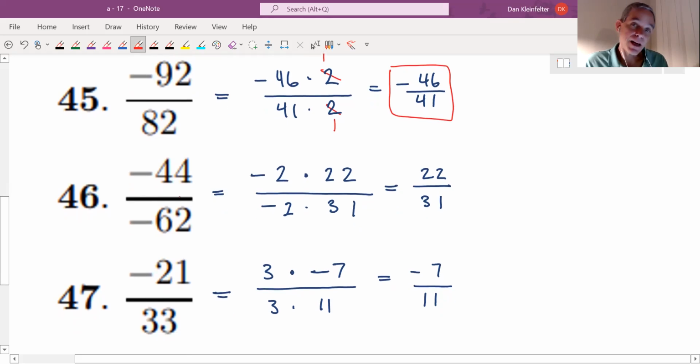Okay, in the next one, again, we had both the numerator and denominator negative. I'm going to divide out a common factor of negative 2 from both the numerator and denominator. That will leave us with 22 over 31.